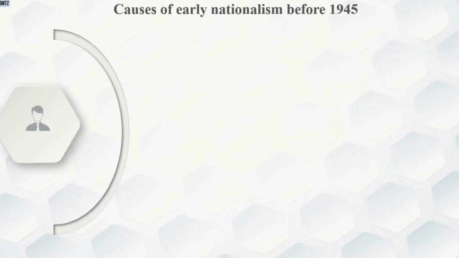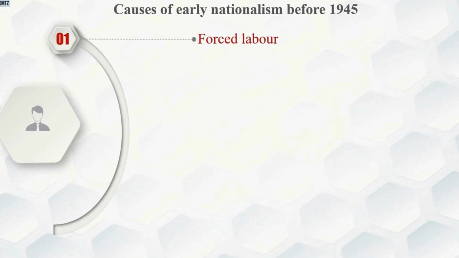But before going to the second phase, we should understand what caused the early nationalism, nationalism before 1945. Number one, forced labor. In short, we are going to list some of the negative actions shown by Europeans toward Africans, and those negative actions made Africans struggle for independence. If Europeans were friendly to us, we wouldn't need to have this kind of reaction. These were people from outside.